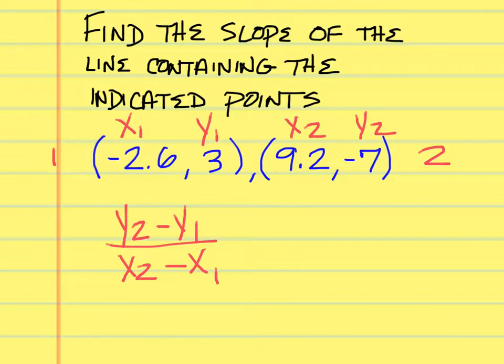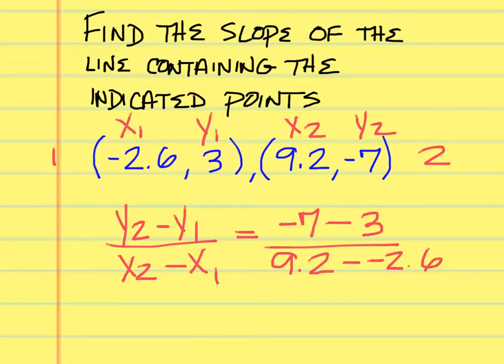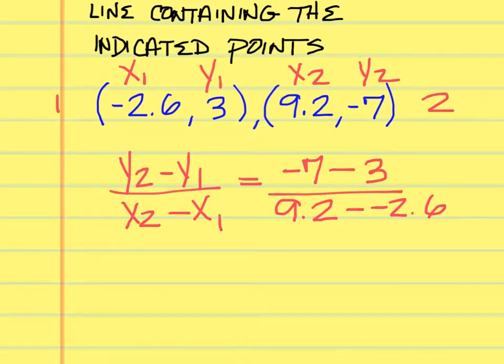Now just plug in and see what you have. y2 is negative 7 and subtract y1, that's 3. On the bottom, x2 is 9.2 and x1 is negative 2.6. So on the top you have a negative 10 and on the bottom you'll get 11.8.